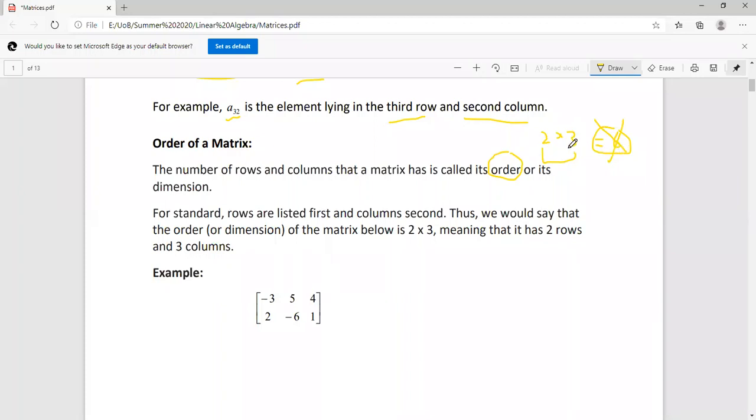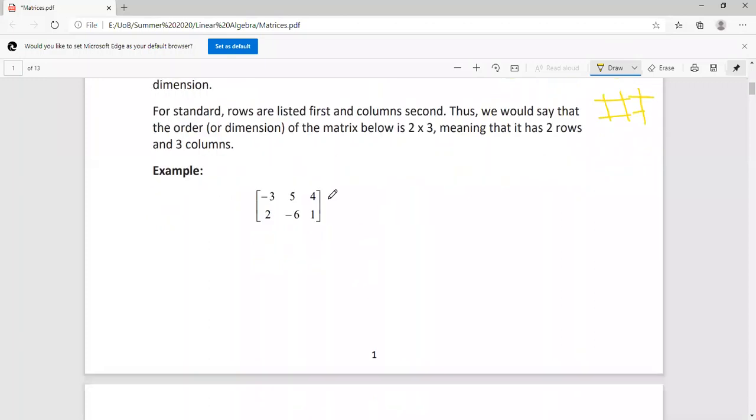When you multiply 2 into 3, there will be 6 entries in your matrix, but they will be arranged in 2 rows and 3 columns. Okay, 1, 2, and 3 columns. So they will be arranged in 2 rows and 3 columns, but there will be total 6 entries. 6 is not the order, order is 2 by 3.